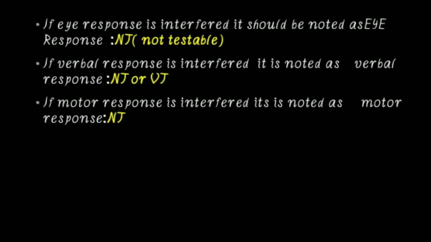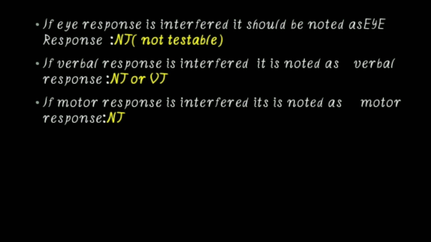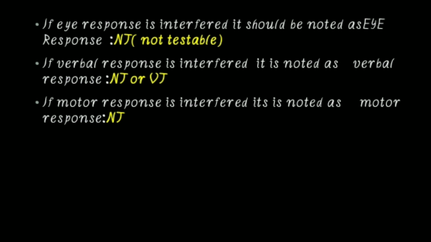The same thing we can apply to the verbal response also. If the patient is intubated, or the patient is tracheostomized, in that condition also the patient cannot give a proper verbal response, so we can write VT or not testable. The same thing applies to the motor response also. If the patient is in a paralyzed condition, the same thing happens here also. We can write not testable, like NT.